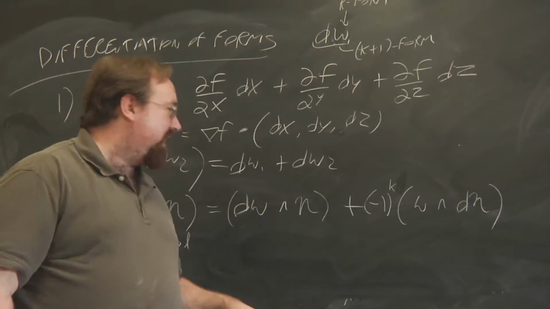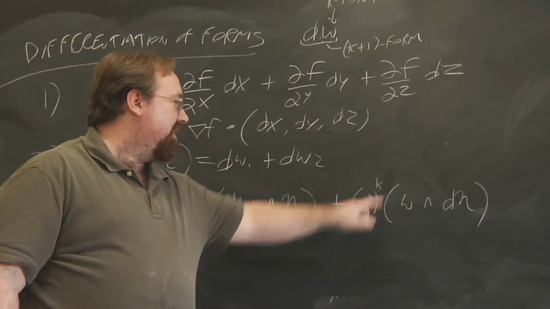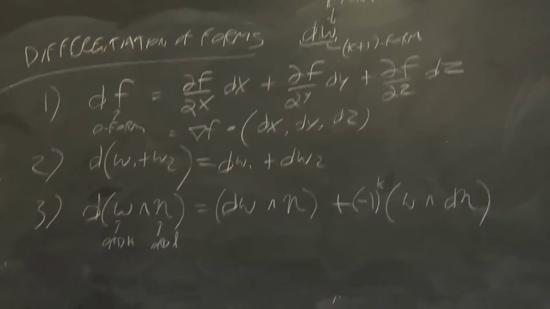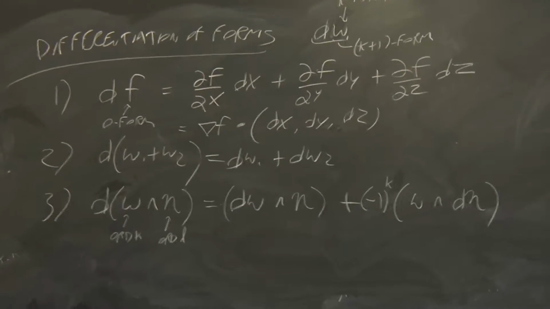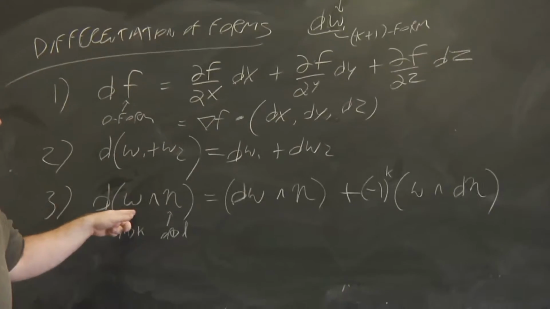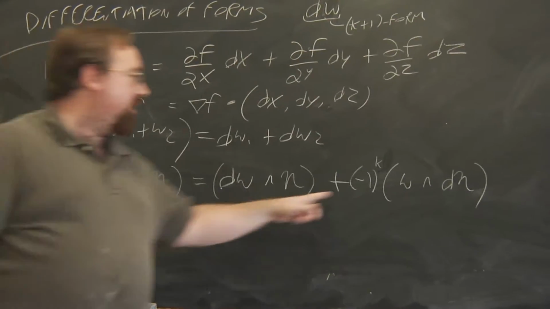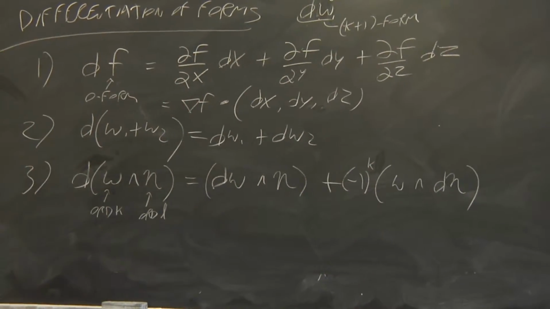Yeah, so it's just minus 1 to the k here. Now what that means is, if this is a zero form, if it's just a function, then the standard product rule would apply.